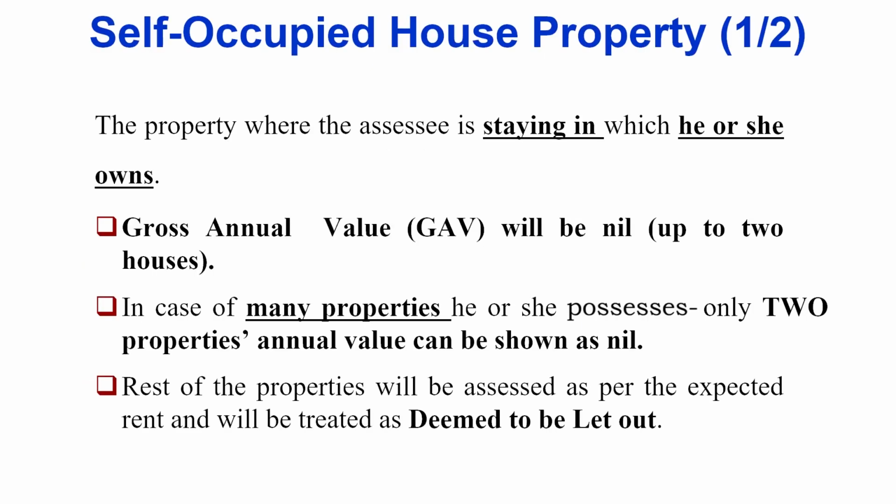Now let's see self-occupied house property. The property where the assessee is staying in, which he or she owns. Its gross annual value will be nil up to 2 houses. In case of many properties he or she possesses, only 2 properties' annual value can be shown as nil. Rest of the properties will be assessed as per the expected rent and will be treated as deemed to be let out.